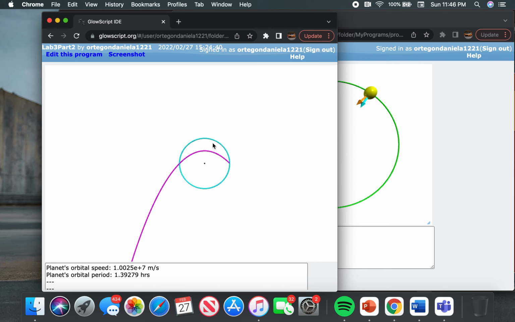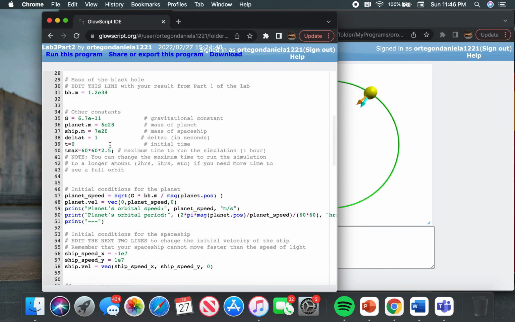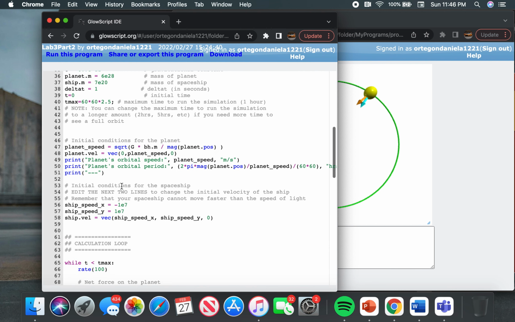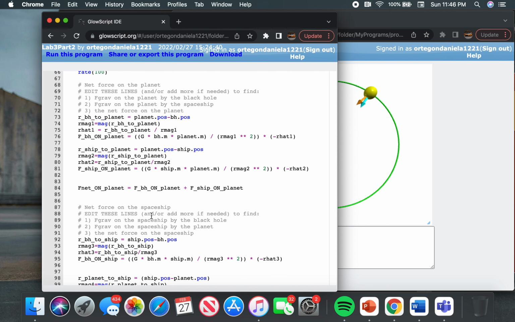I had to calculate the different forces on the planet, which were F grav on the planet due to the black hole, and F gravity on the planet due to the spaceship. Then I calculated the forces on the spaceship, which were F gravity on the spaceship due to the planet and F gravity on the spaceship due to the black hole. So this is what it ended up looking like. So my code is right here. I had to edit in the time, and this is what I got for the speed after I did trial and error to make it so that it doesn't crash.